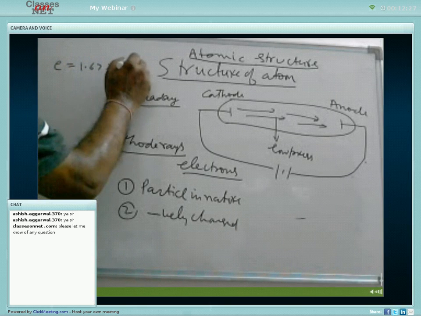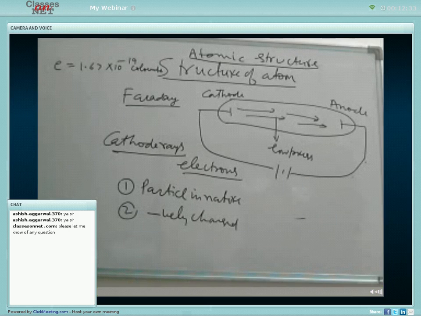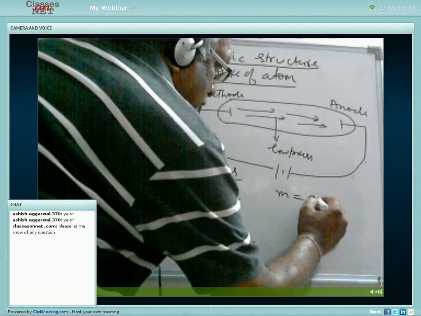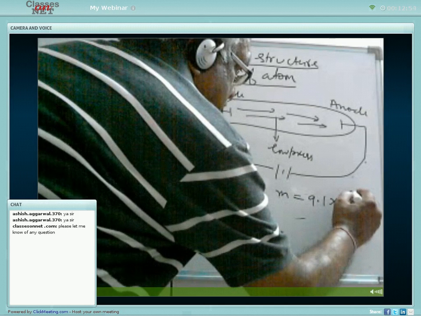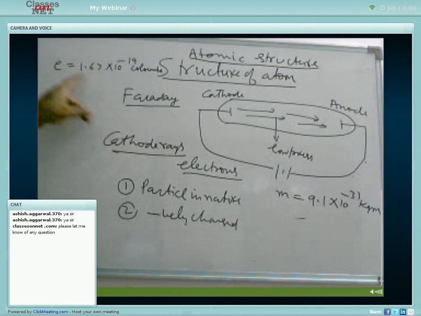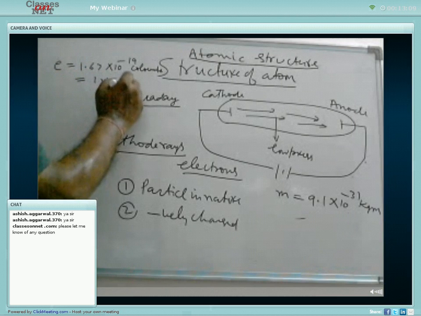The charge is found to be 1.67 into 10 raised to power minus 19 coulombs. This is the charge on the cathode rays, which is also called the 1 unit negative charge. And its mass is found to be 9.1 into 10 raised to power minus 31 kilogram. This is the value of the mass of the electron, and this is the value of the charge on the electron. They are negatively charged particles, and it is called 1 unit negative charge.